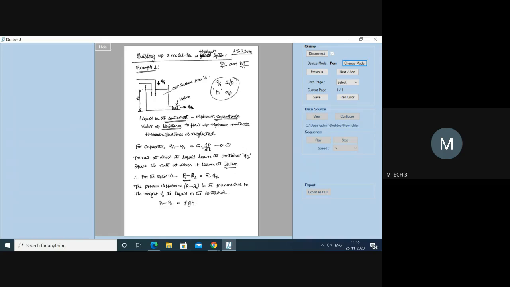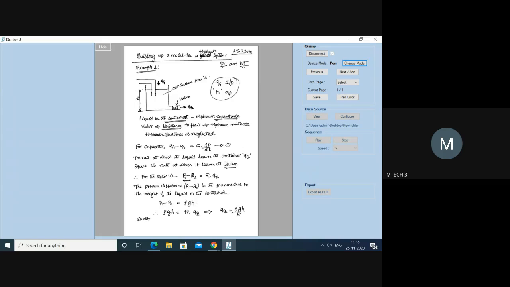Therefore, we'll replace this. Rho G H is equal to R into Q2. Okay. Is it clear? Then Q2 is equal to what now? Q2 is equal to rho GH by R. Clear? Is it clear? Yes, sir. Q2 is equal to rho GH by R.